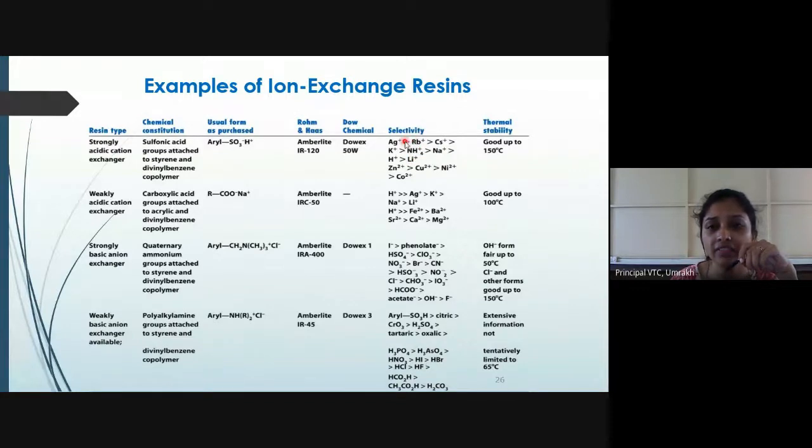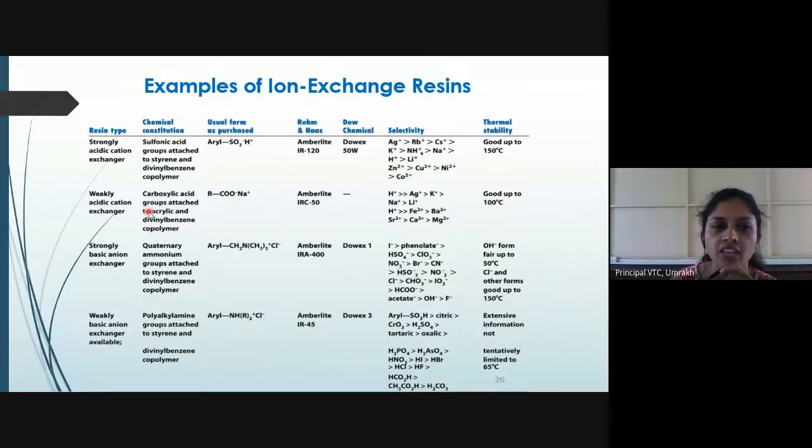Here the selectivity is also described. If Ag is present, it is more selective. It means if a mixture of these cations is present with SO3, Ag plus will be bonded first. Then the next selectivity is with rubidium, cesium, potassium, NH4 plus, Na plus, H plus, Li plus, then Zn2 plus, Cu2 plus, Ni2 plus, Co2 plus. So different cations selectively bind and undergo exchange reactions. Thermal stability is up to 150 degrees centigrade, meaning it can withstand up to 150 degrees.